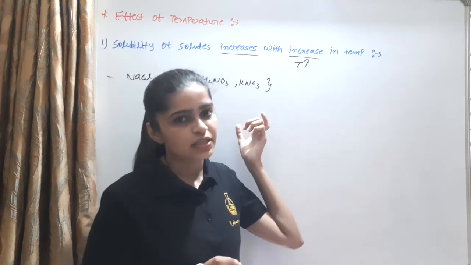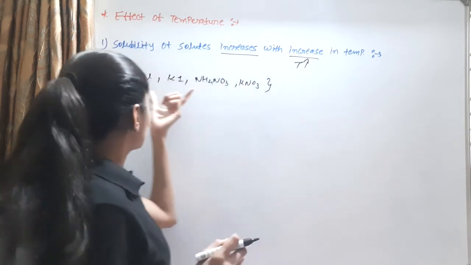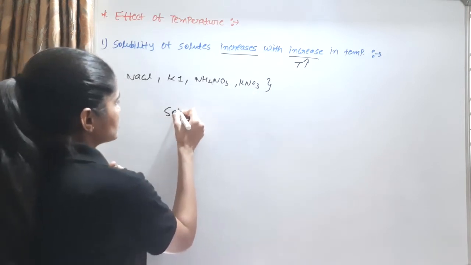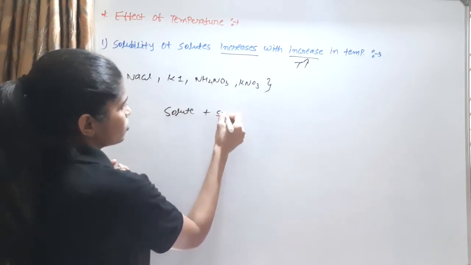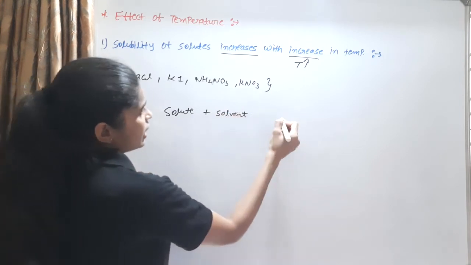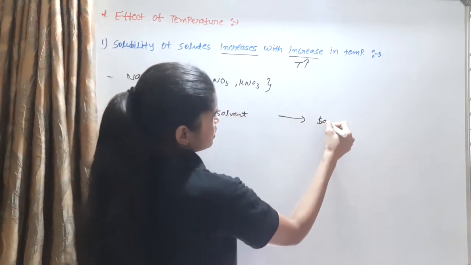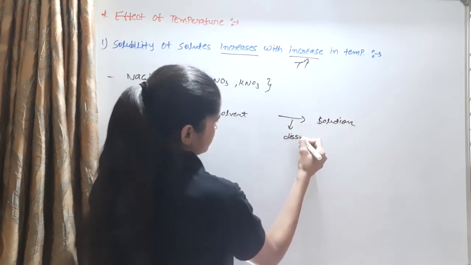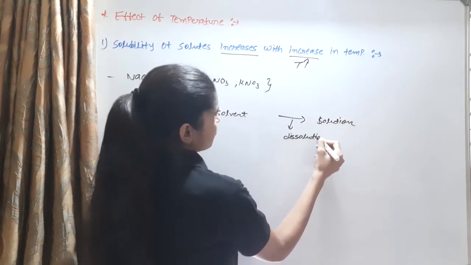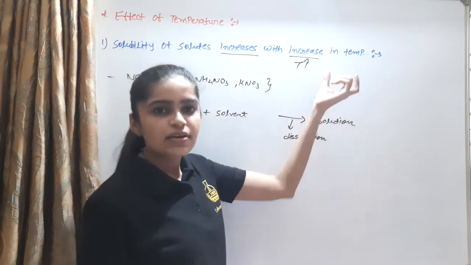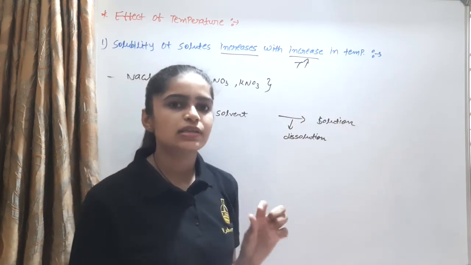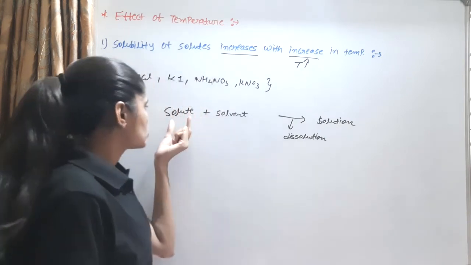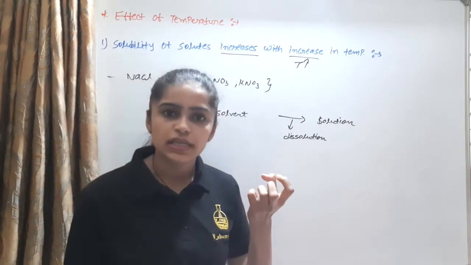In this condition, most of the solutes like NaCl, KI, NH4NO3 and KNO3 are dissolved in the solvent, and this process gives the solution. This process is dissolution. But an added factor is the temperature rise. When temperature rises, the heat energy increases, so the solute absorbs this heat energy.